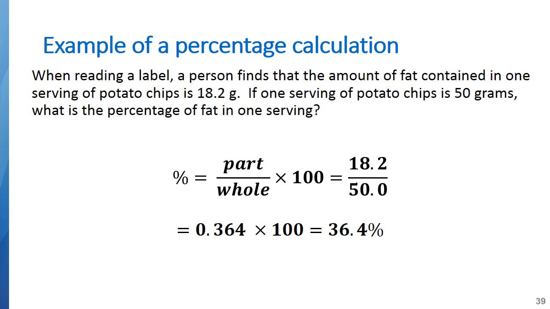Okay, so here's another example. If you read a label, a person finds that the amount of fat contained in one serving of potato chips is 18.2 grams of fat. If the complete serving of potato chips is a total of 50 grams, what is the percentage of fat in one serving? Well, the part that is only fat is 18.2 grams. The total, the whole is 50 grams, so 18.2 divided by 50 gives me 36.4% fat.